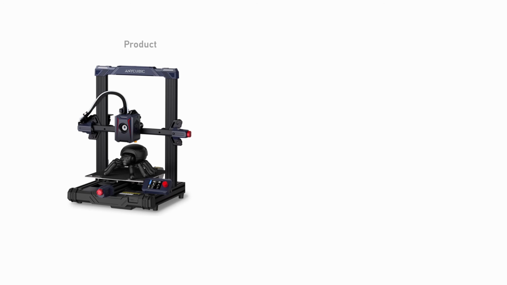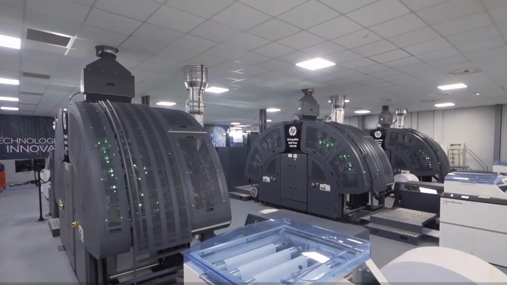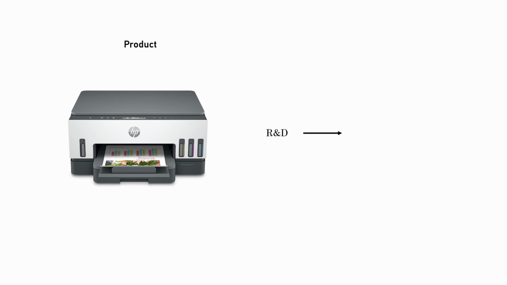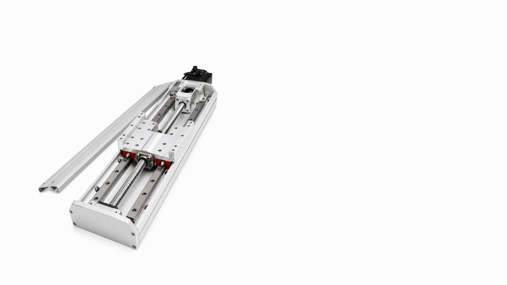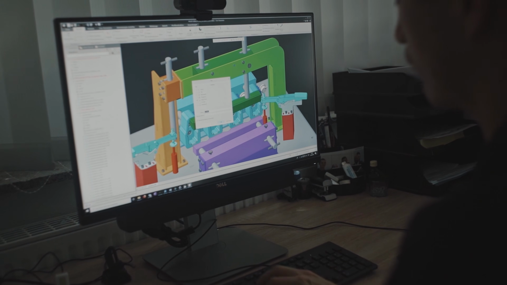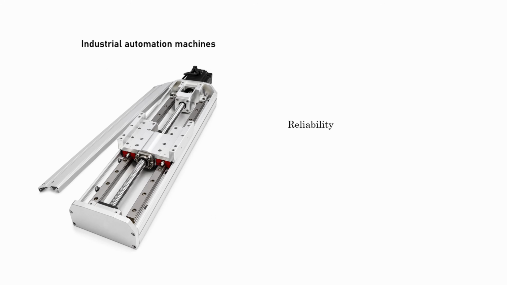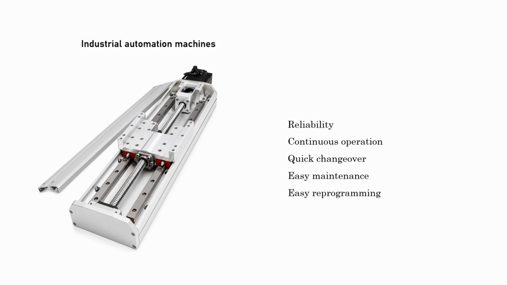Because industrial automation and consumer product design follow different philosophies. In product design like a 3D printer, the main goal is achieving acceptable functionality at lower cost. So companies invest heavily in R&D to develop a low cost solution and then mass produce it. Whereas industrial automation machines are usually custom designed, where reliability, continuous operation, quick changeover, easy maintenance, and easy reprogramming become more important than just reducing the cost.